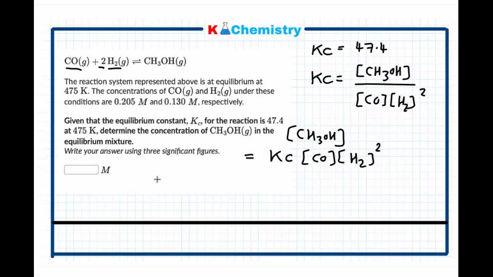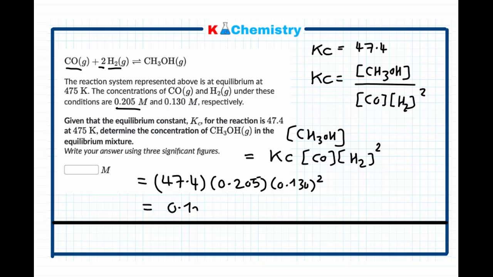So I will say 47.4, this is the Kc value, multiplied by 0.205, this is the value given for the carbon monoxide, and multiplied by 0.130 squared. This is the value given for hydrogen, but it is squared. So I will get the answer equal to 0.164 molar.